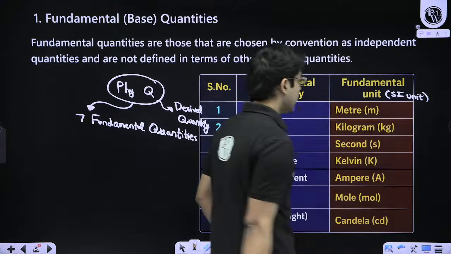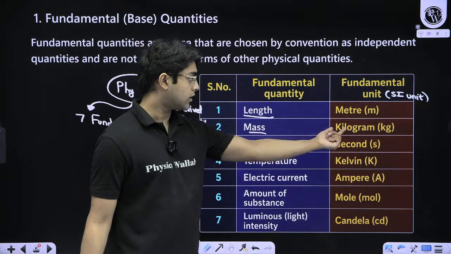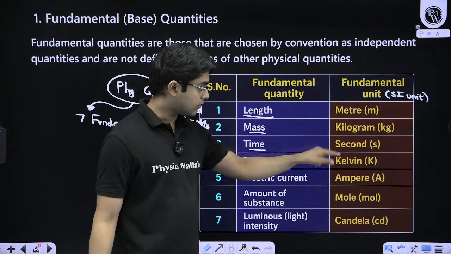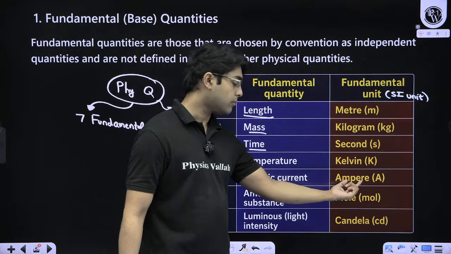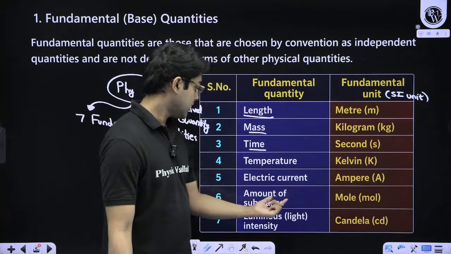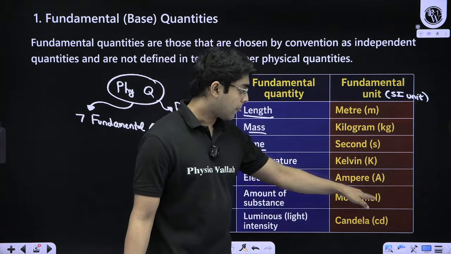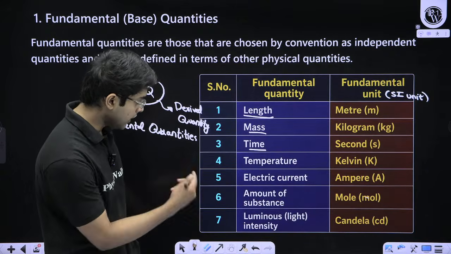Okay, and length, most of you already know, the SI unit is meter, mass is measured in kilograms, time in seconds, temperature's SI unit is Kelvin. Okay, electric current from 10th standard, you must remember, it is measured in amperes. Amount of substance, so this is a chemistry idea mostly. Amount of substance is measured in moles, right? And then we have luminous intensity.